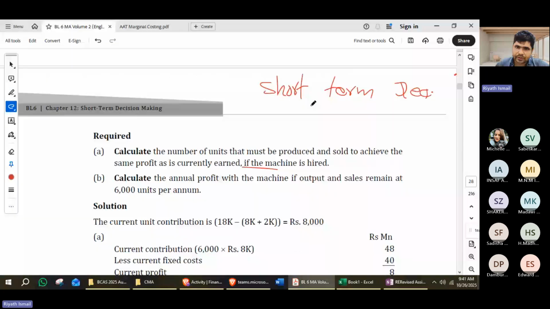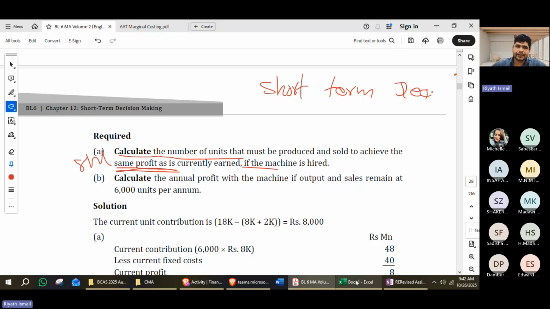Short-term decision. Now we have to decide how many units have to be produced to decide whether you are going to hire the machine. If we hire the machine, what could be the target profit or the break-even point? So that kind of issue. Calculate the number of units that must be produced and sold to achieve the same profit of 8 million earned with the current machine, right?